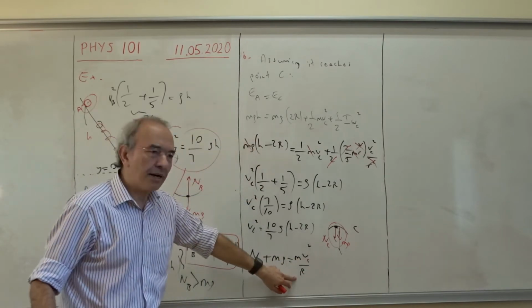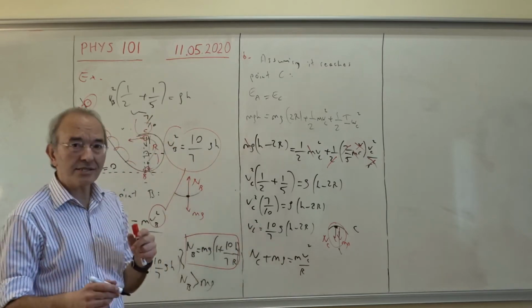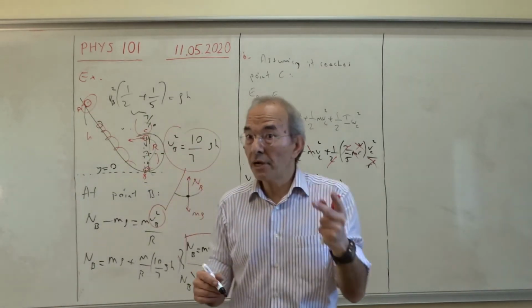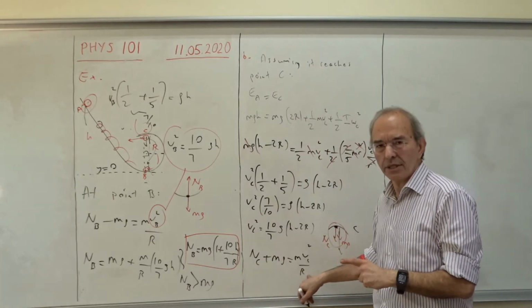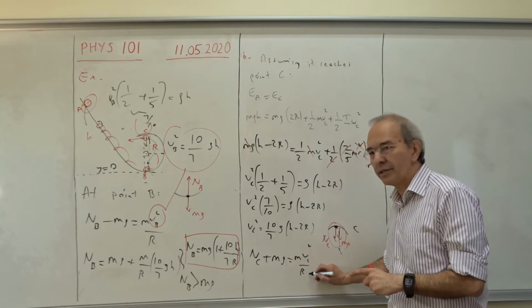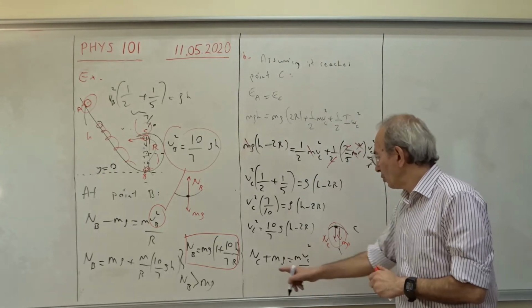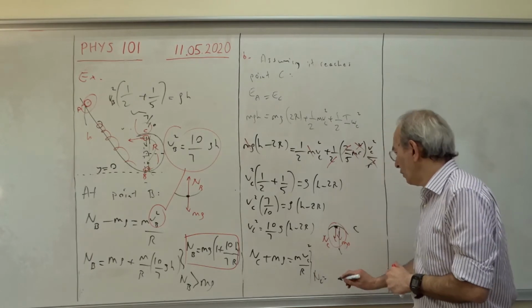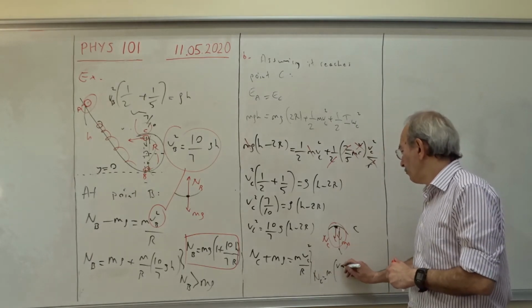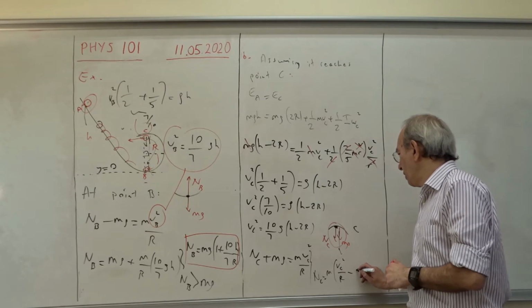We don't write R minus r here because the problem says that the radius of the particle is much smaller than the radius of the road. So it is just enough to write it as capital R. We don't have to subtract little r from it. Alright, so we want to find Nc. Therefore, N sub c is equal to m times vc squared over R minus the mg.